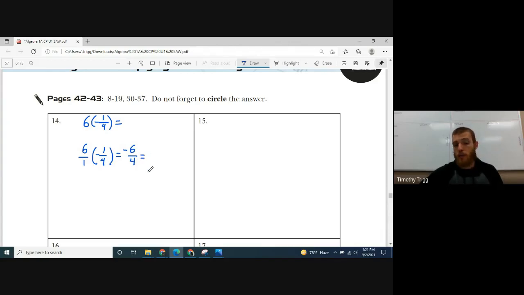We should always reduce our fractions if we can. So in this case, we can reduce by dividing both top and bottom by 2, giving us a -3 over 2. Or -3/2, in other words.